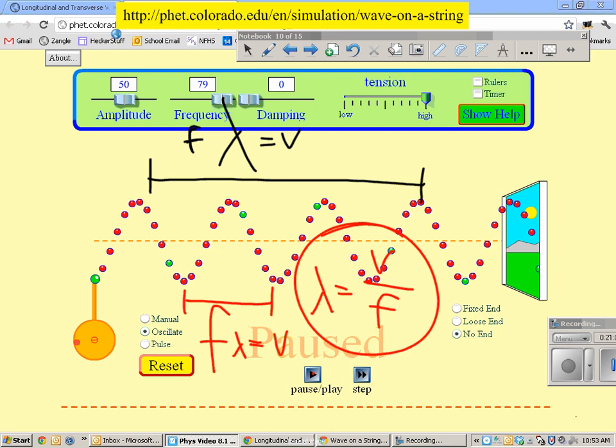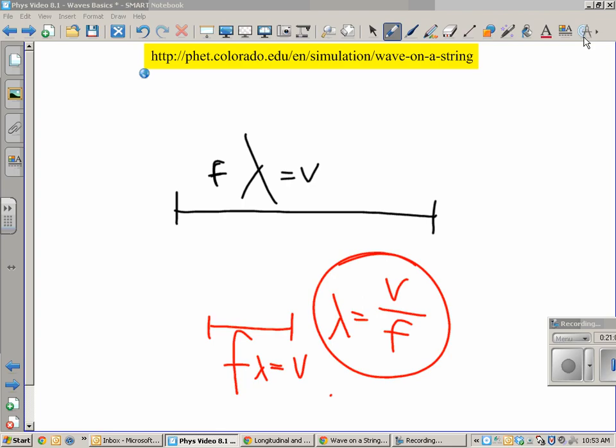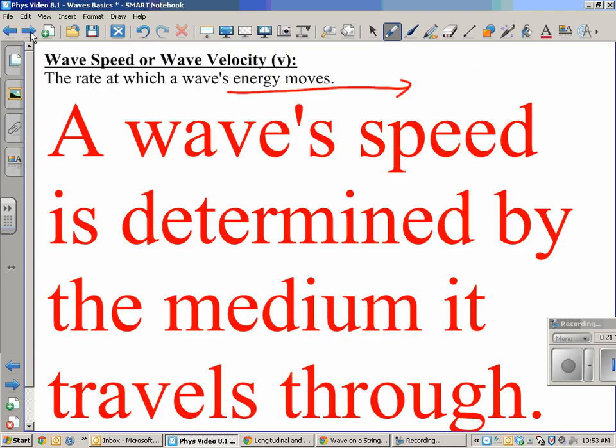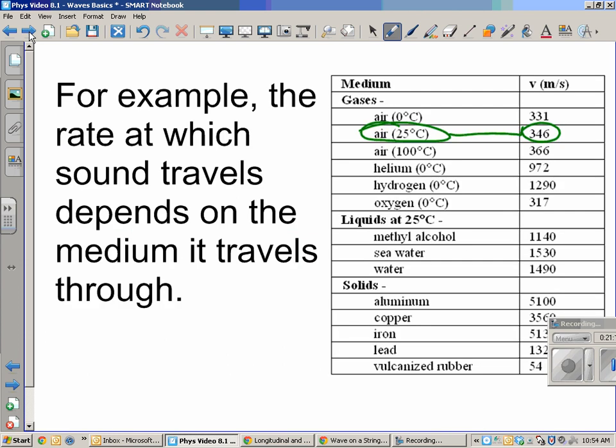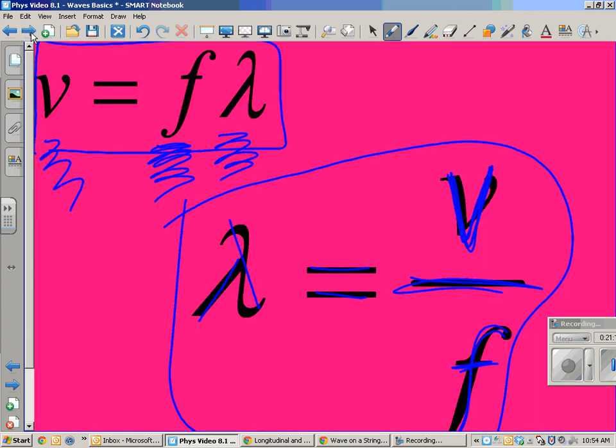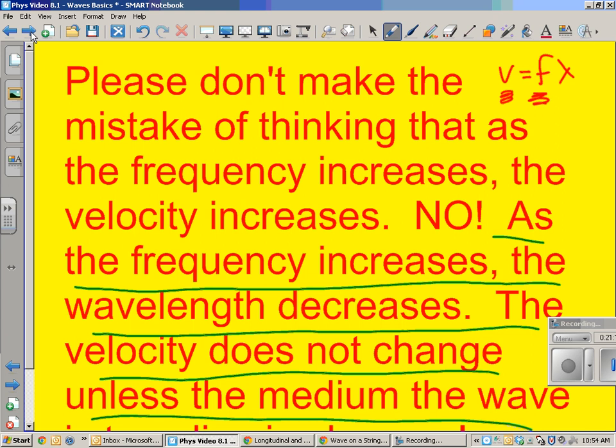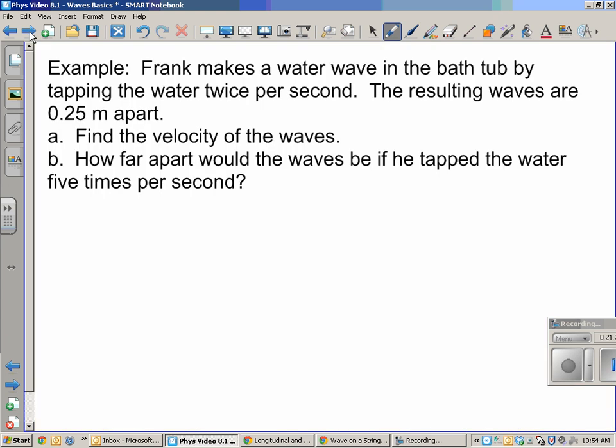Cool. I think we are almost done. I'm a little over 20 minutes. I apologize. Have I missed anything? We talked about wave speed, we talked about velocity, and I gave you the equations. Don't make that mistake. Oh, example. All right, so we're going to do an example, and then we're done.